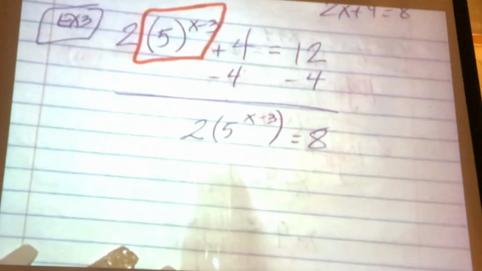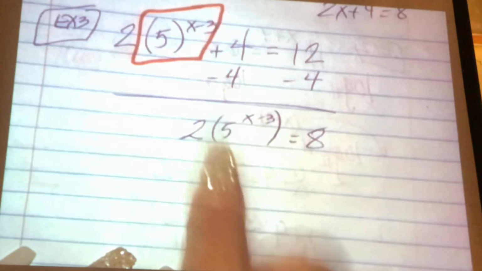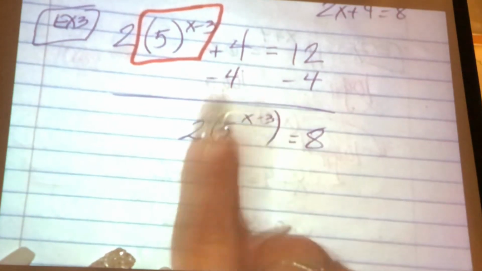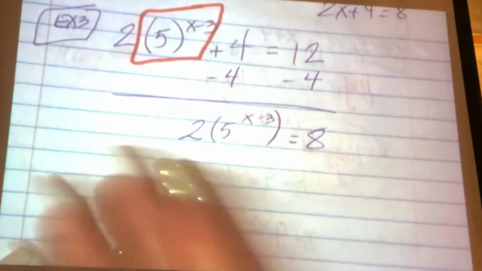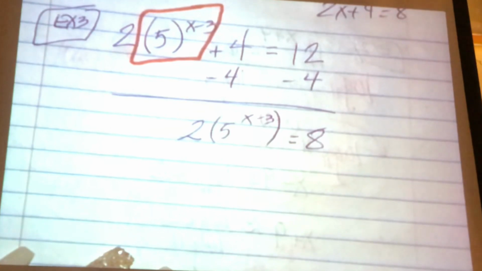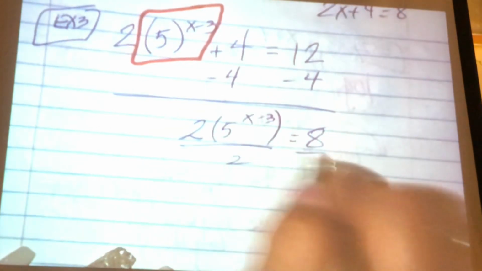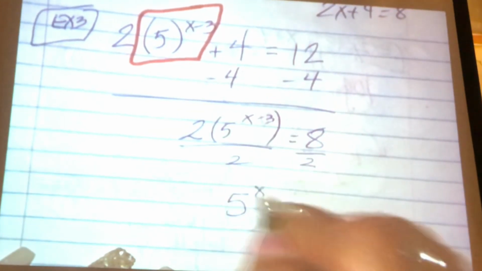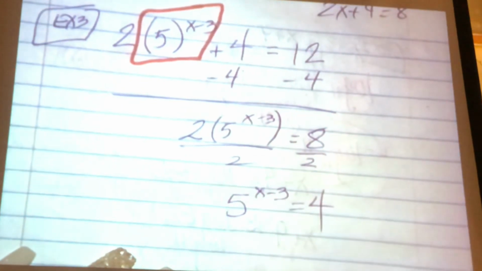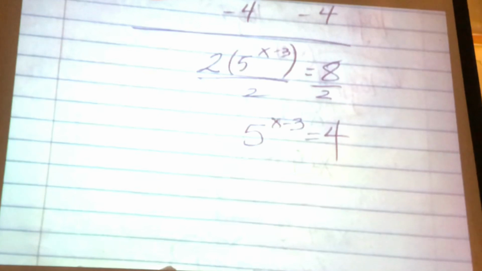Mr. Riad, how come you put that in parentheses? I'm trying to show you that this is one unit. This is the box. Now am I ready to take the log of both sides? No, I have to divide by 2. So now I have 5 to the x minus 3 equals 4. Now can I log both sides? Why? The base is isolated.